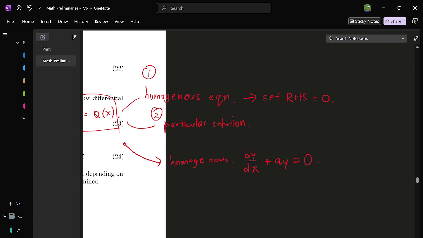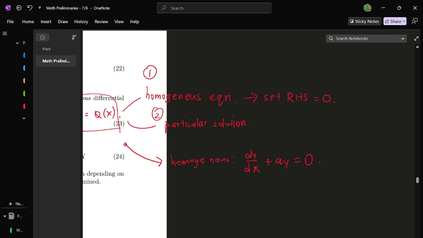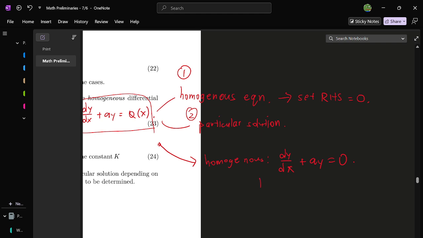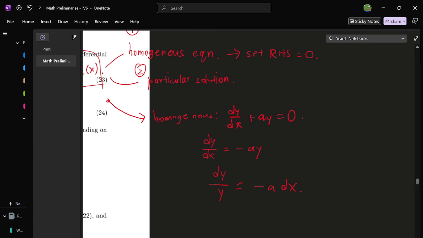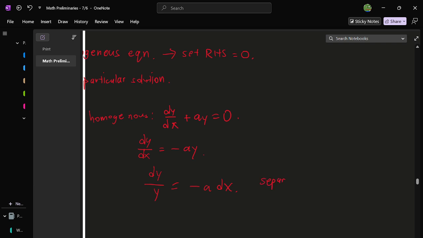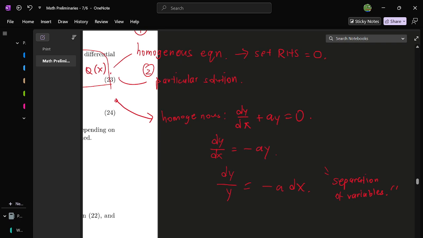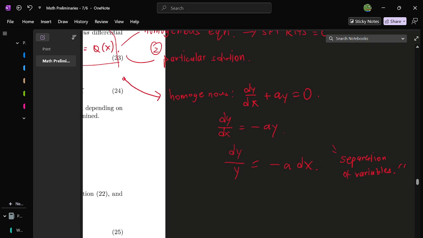Now, you have this equation here. So what we want to do is to solve this. Well, the easiest way to do it is just shift things around. And you can always treat dy dx as a fraction. So you can do this. This is what we call separation of variables. So we do this. And now we have this.